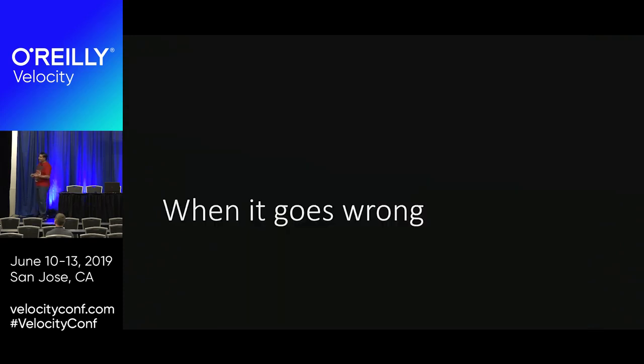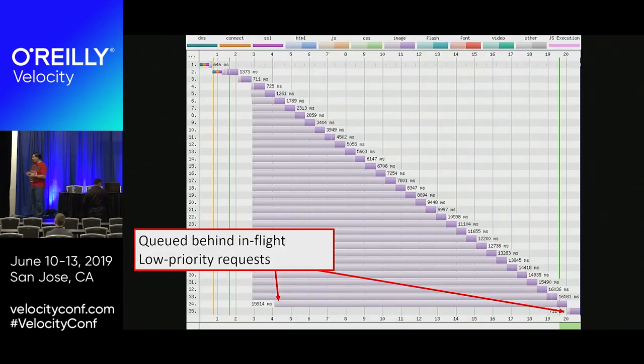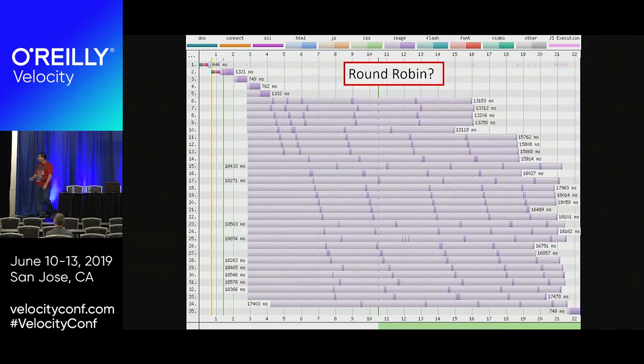So this will be sort of a rogues gallery of how it goes wrong and when it goes wrong, what it looks like. And so the most common case is you will see it get delayed behind all of the low priority requests. And so the first high priority request basically doesn't download until all of the low priority requests have completed. And then the second high priority request, it's really quick because there's nothing else going on after that.